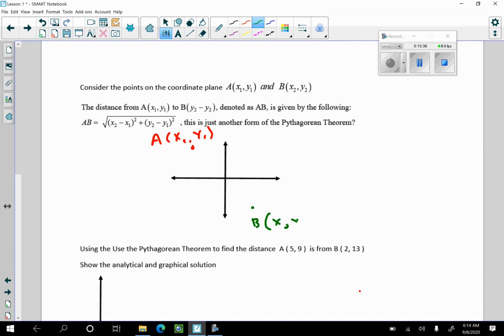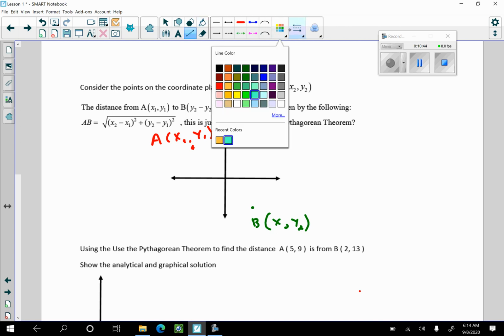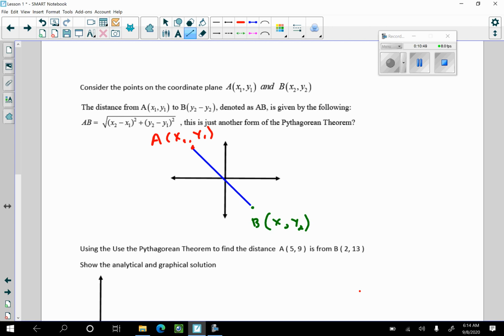X sub 2, y sub 2. And what we want here now is the distance from A to B. So really, we want this distance here. Let's label that in the pretty blue color. This is the distance we want. And we've done this in geometry. In fact, the IXLs that go along with this particular lesson are from geometry.